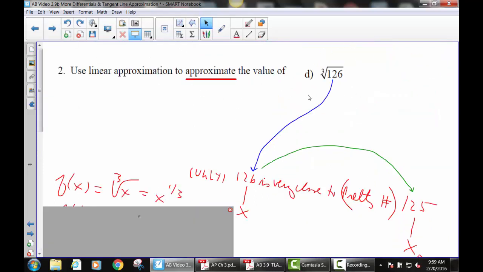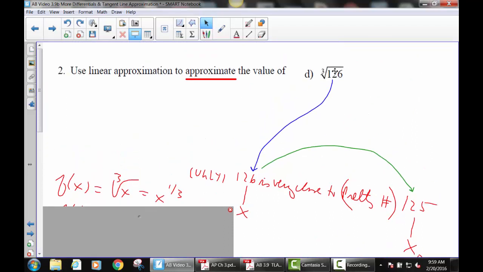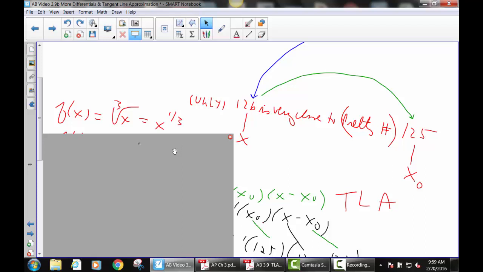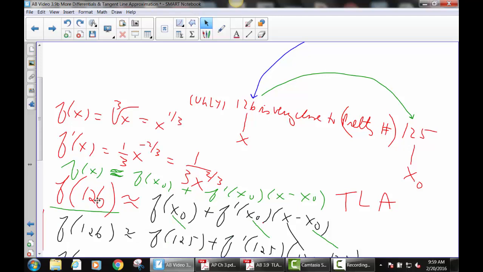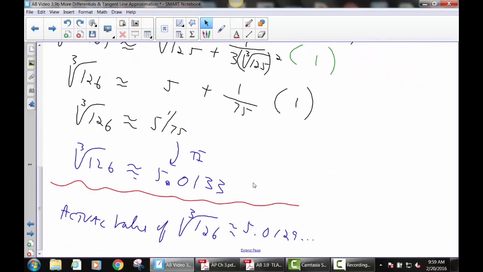Okay, so another one like this, cubed root of 126. I'm going to go through this quickly. Obviously, the function is the cubed root of x. The pretty number close to 126 is 125 because the cubed root of 125 is 5. So we're going to need our derivative, which I find, and then we write out our formula, and then we replace all the x's by 126. We replace all the x zeros by the pretty 125, etc., etc. And again, you end up with 5 plus 1/75.